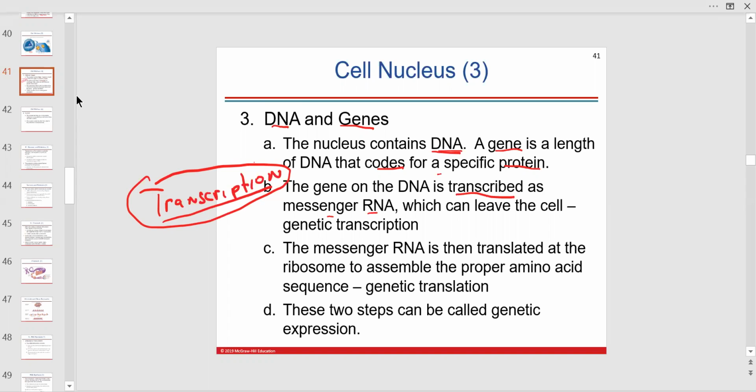ATCG, or AUCG now that it's RNA. So it's sent to the ribosome and it's translated into the appropriate amino acid sequence to build proteins.